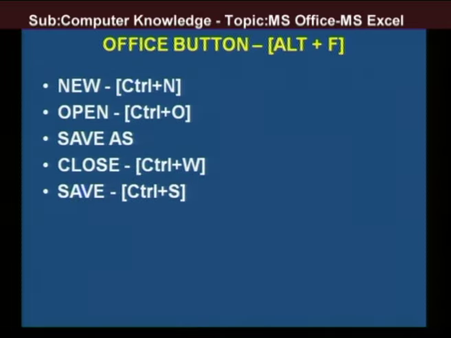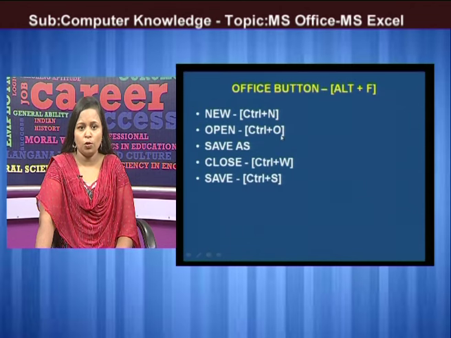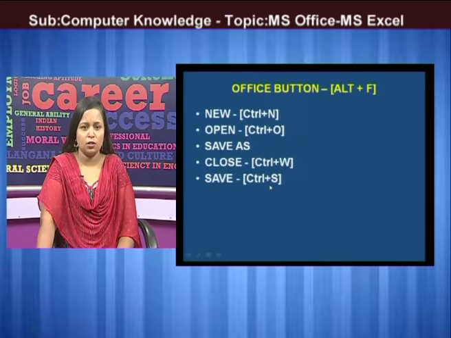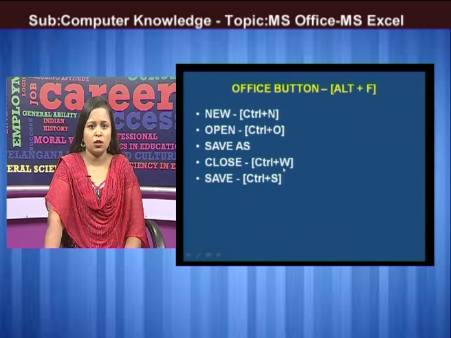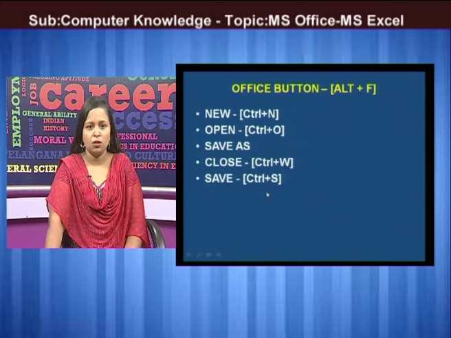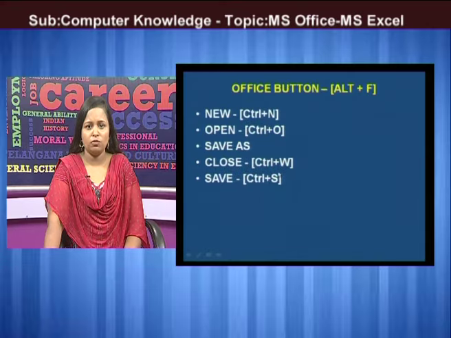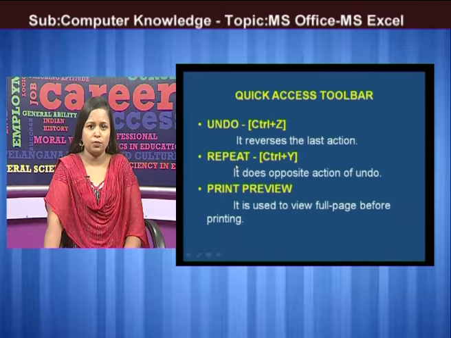The shortcut key for New is Control N, in any program. The shortcut key for Open is Control O. Next, Save As and Save are also Control S. Next, closing the window is Control plus W. These are the shortcut keys, and the Office button consists of these types of menus.